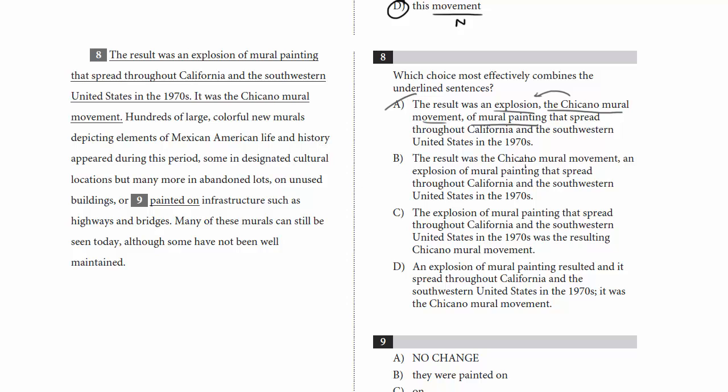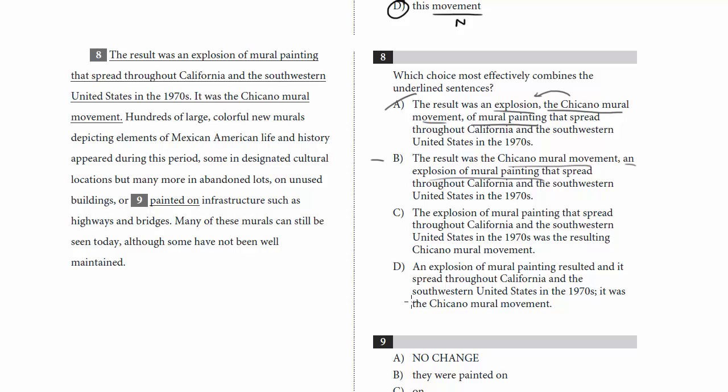The result was the Chicano mural movement, an explosion of mural painting that spread throughout California and the southwestern United States in the 70s. Notice here, we're defining the movement as an explosion of mural painting. So here, unlike A, we have that relationship much more clear. So we like B. The explosion of mural painting that spread throughout California and the southwestern United States in the 1970s was the resulting Chicano mural movement. So we do at least have this direct connection here between what the Chicano mural movement was and that it was an explosion of mural painting.